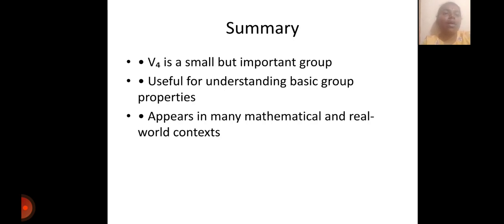V4 is a small but important group, useful for understanding basic group properties, and it appears in many mathematical and real world contexts. This is about the Klein 4 group, and I hope this was informative.